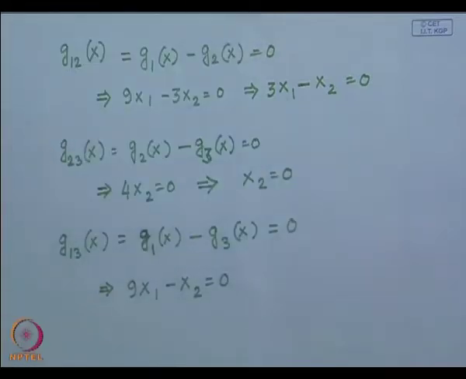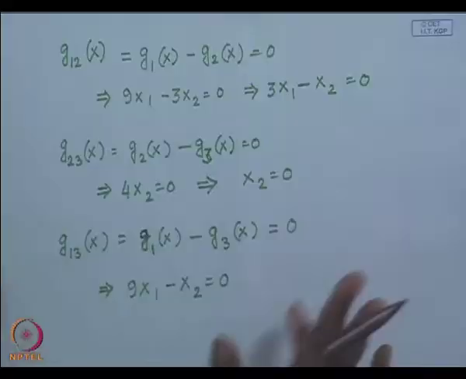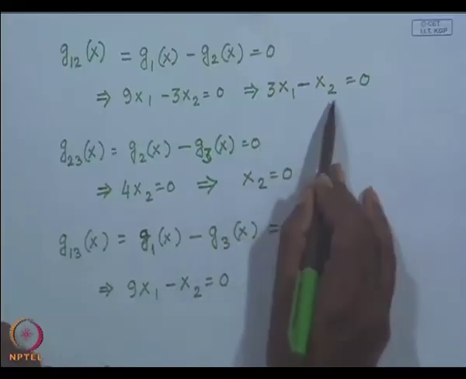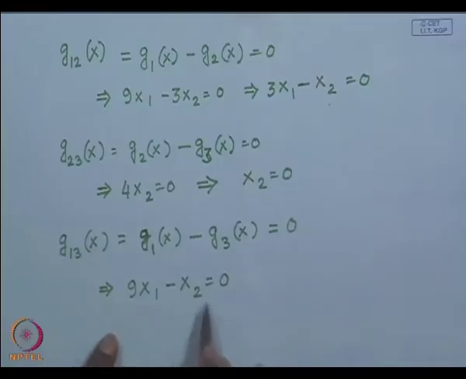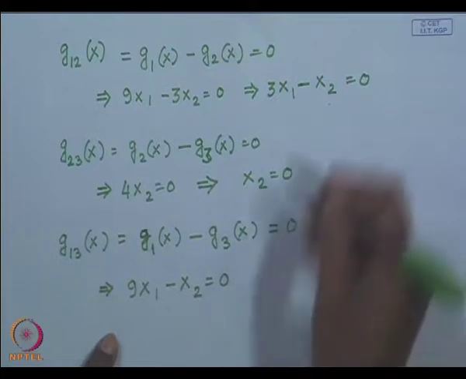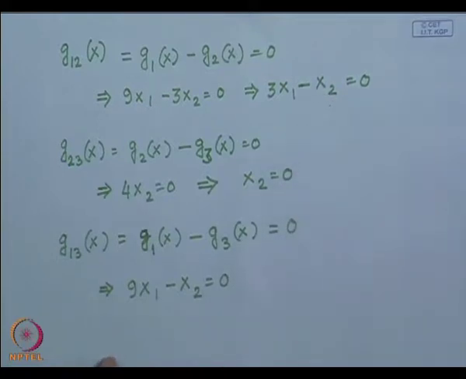So, you find that the decision boundaries between the pairs of classes are as follows. The decision boundary between omega 1 and omega 2 is given by 3x1 minus x2 is equal to 0. The decision boundary between omega 2 and omega 3 is given by x2 is equal to 0, which is nothing but my x1 axis. And g13x, the decision boundary between class omega 1 and omega 3, is given by 9x1 minus x2 equal to 0. So, these are the different decision boundaries.